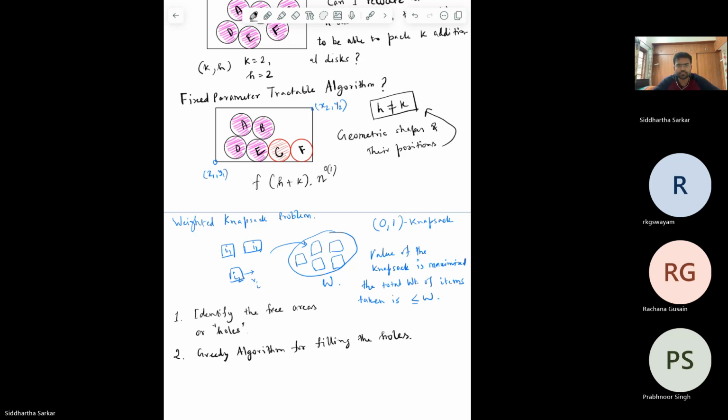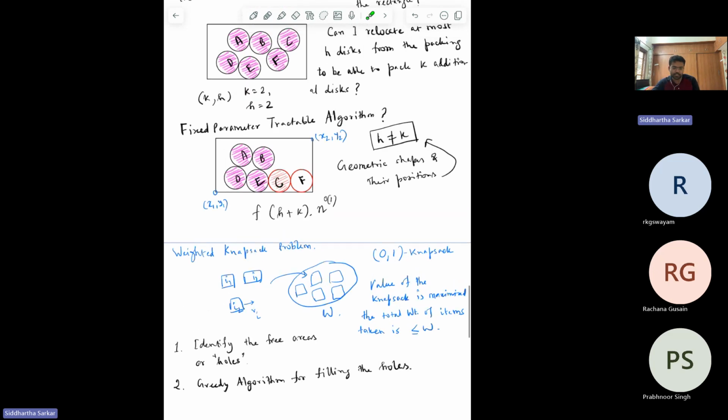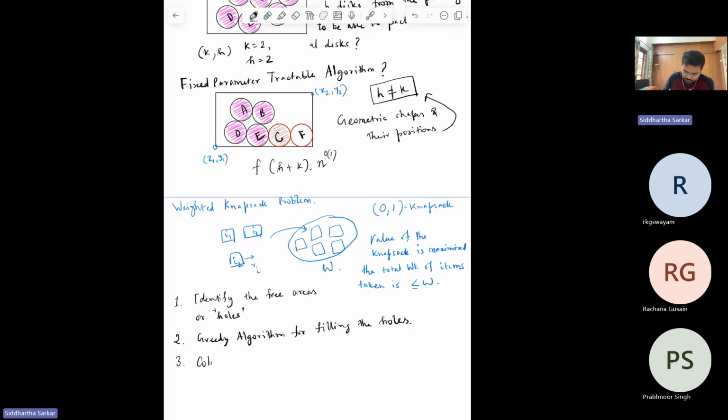Okay. And then what they do, they have to bring in the fixed parameter tractability. So they have to bring in H and K somehow. To do that, they look at the packing. So this is the packing, and they use two different colors, red and blue, to color the discs of the packing. So there's a color coding step.